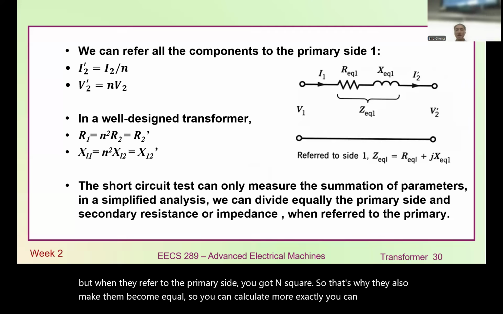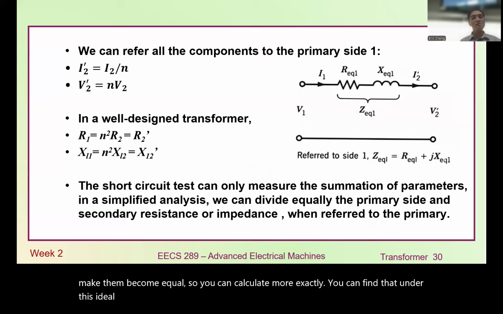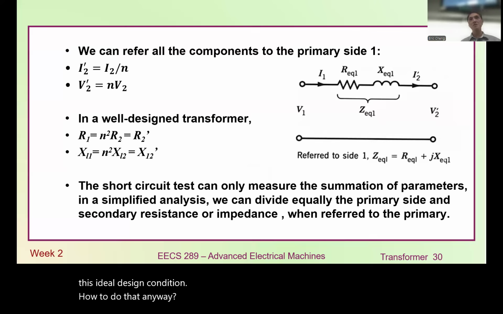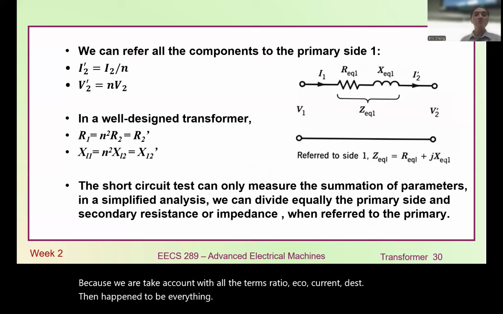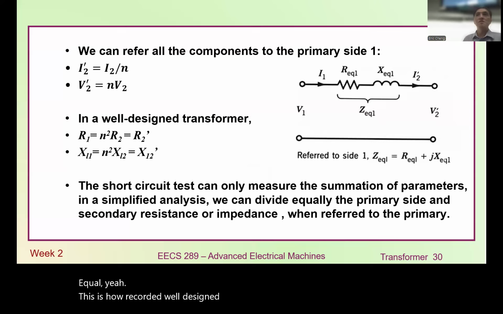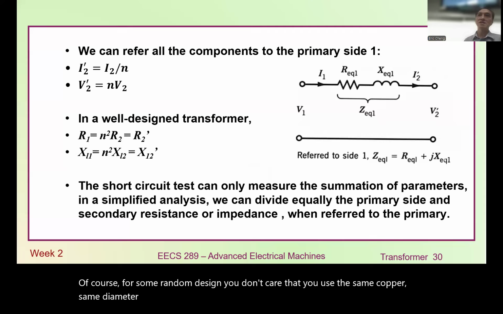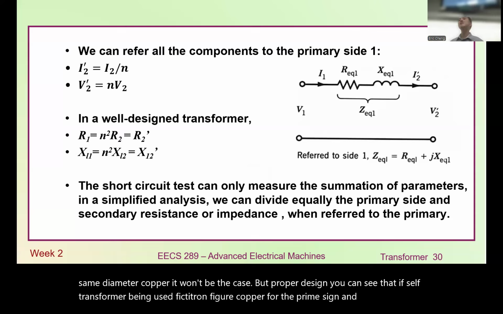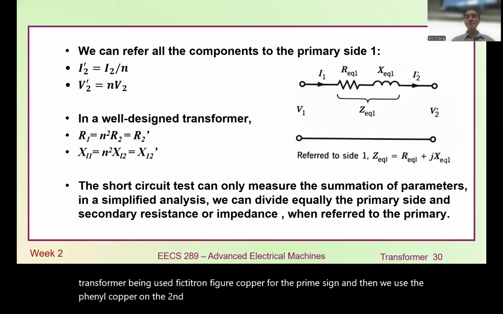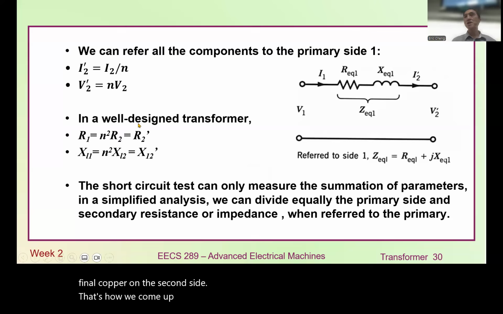You can find that under this ideal design condition, R1 equals R2 dash anyway, because we account for all the turns ratio and equal current density. Then everything happens to be equal. That's what we call a well-designed transformer. Of course, for some random design, you don't care that you use the same copper diameter, and it won't be the case. But with proper design, for a step-up transformer we use thicker copper on the primary side and thinner copper on the secondary side. That's how we come up with this kind of conclusion anyway.